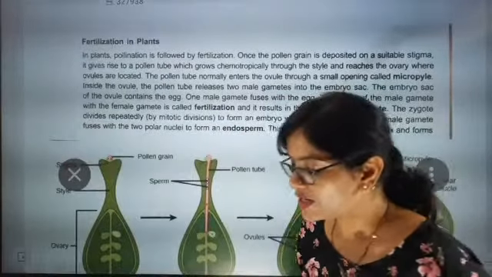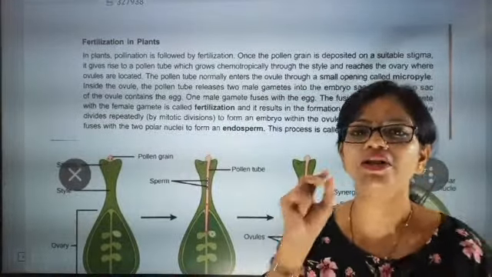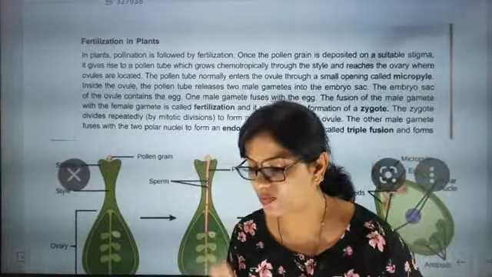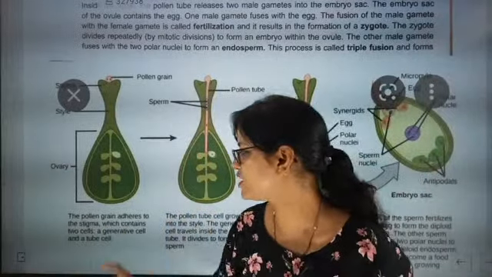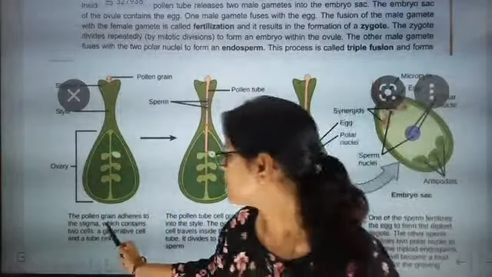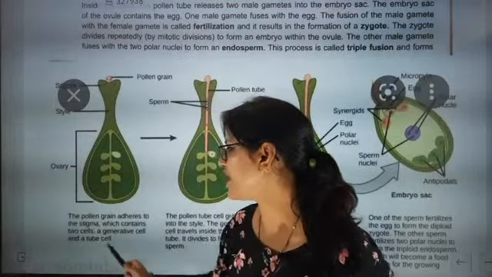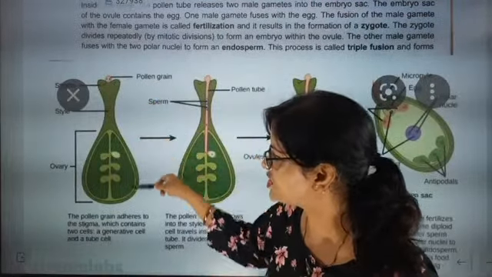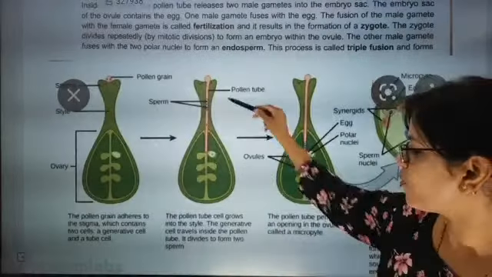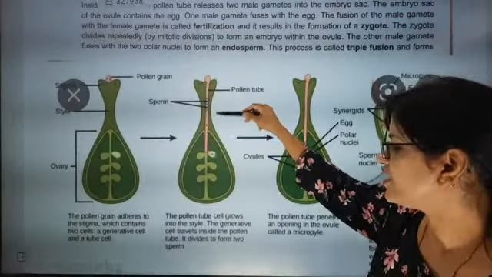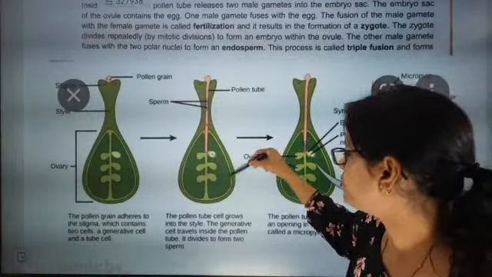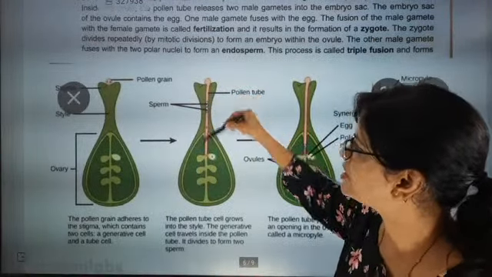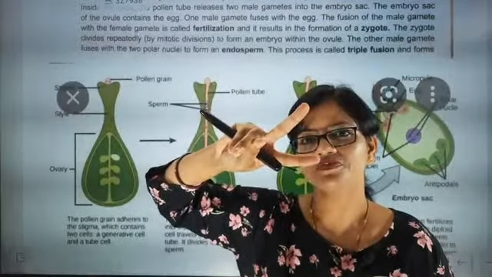I am telling again and again, a pollen grain produces two male gametes. One pollen grain produces how many male gametes? Two, and these two male gametes are going inside. The pollen grain adheres to the stigma and contains two cells, a generative cell and a tube cell. Next, the pollen tube cell grows into the style, and the generative cell travels inside the pollen tube and divides into sperms.